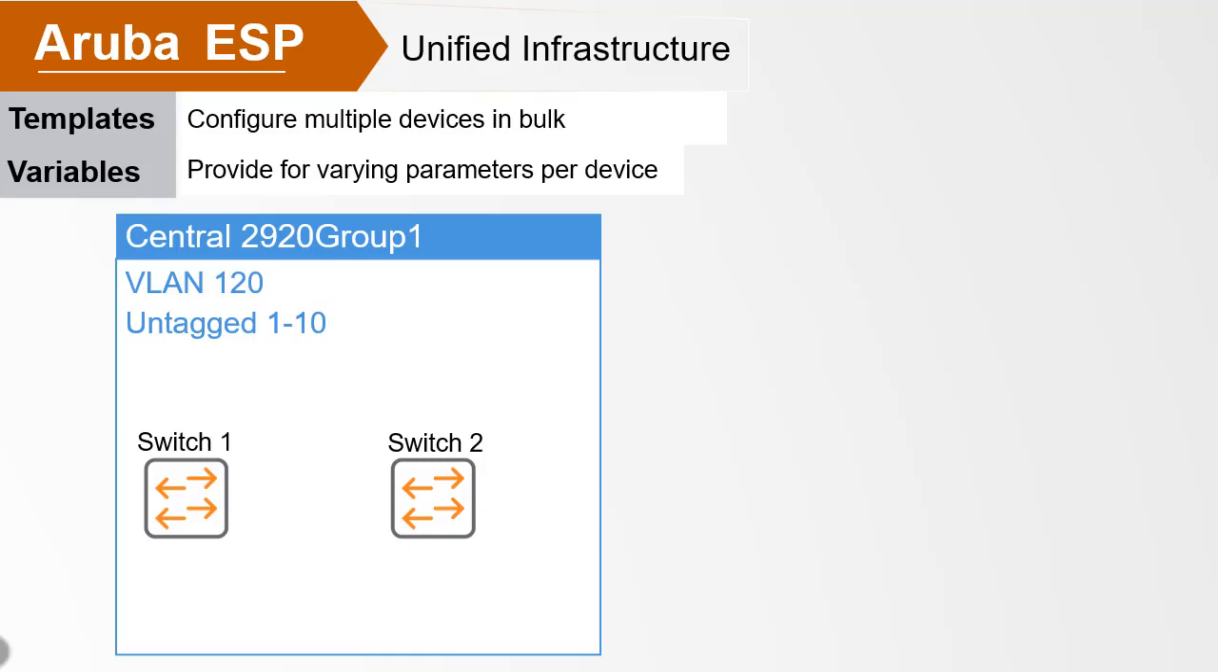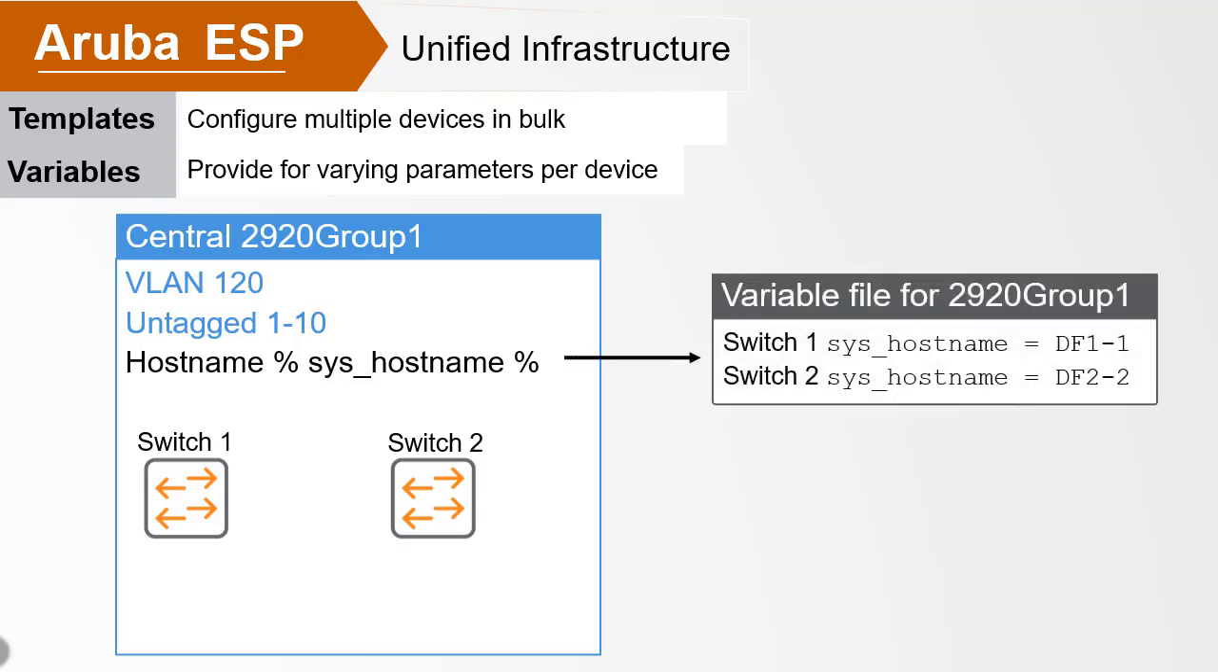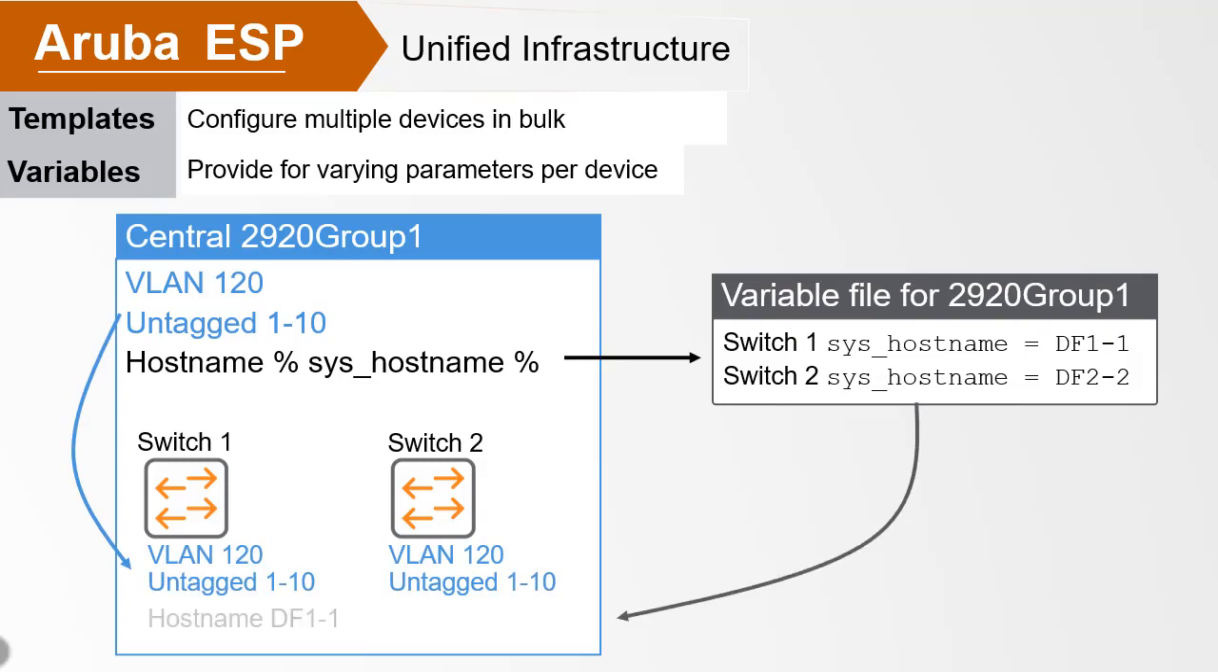But each switch requires a unique host name, so you define variable sys_hostname. Then you configure each switch's host name in a variables file. Now, when Central pushes down the configuration, each switch gets the full configuration with the variable values. So, you can save a huge amount of time during switch deployment and updates with bulk configurations. And yes, you still have the granularity to add unique configurations to individual switches.